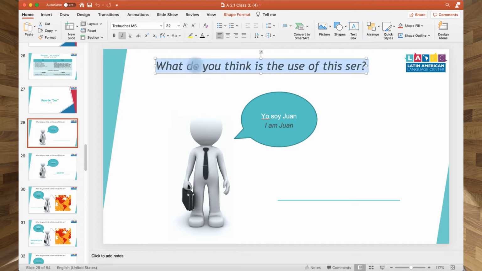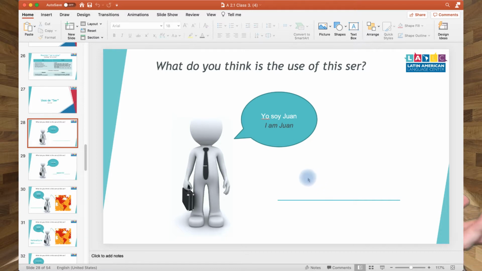The first one is, what do you think is this use? Yo soy Juan, or yo soy María in my case. What do you think is the use? It's identity, the first one, okay? When you talk about your identity, it is ser. Soy or era, I used to be.